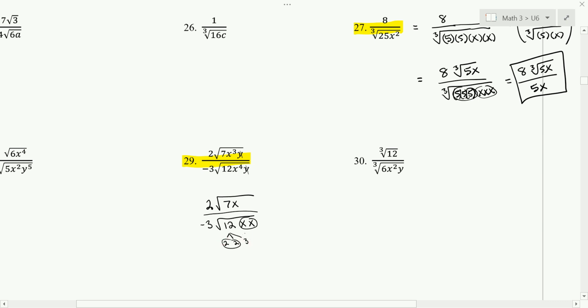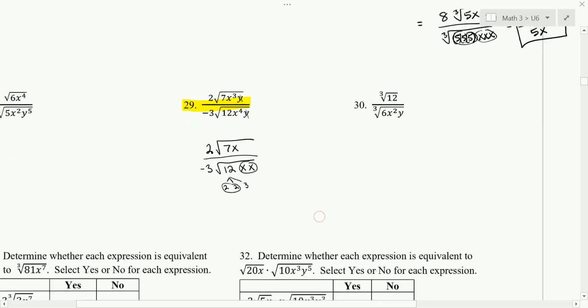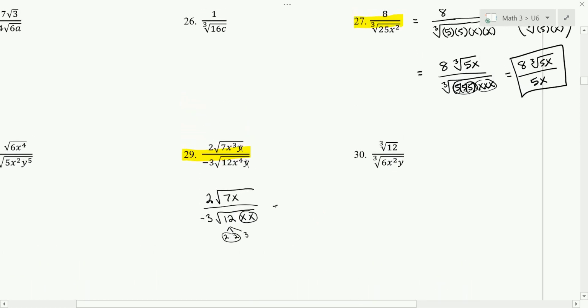So I'm going to simplify this denominator. And I get 2 square root of 7x over negative 3 times 2 times x square root of 3. Twos can cancel out, or you can divide top and bottom by 2. And the only thing I need to get rid of is that square root of 3, so I'm going to multiply top and bottom by root 3.